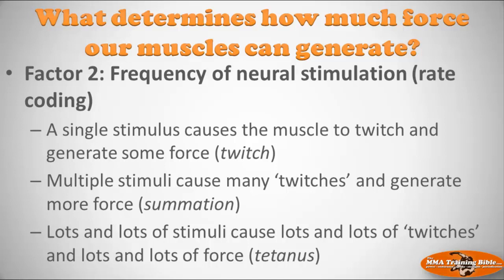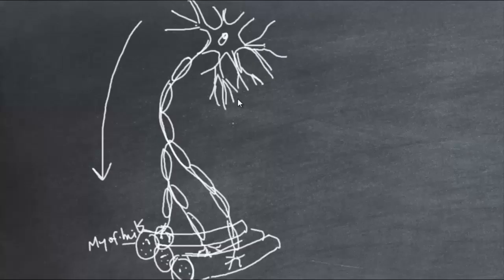We talked about how neurons transmit electrical signals from the cell body down to the muscle fibers, and that causes them to activate. Now let's talk about that in a little more detail, because the second factor that directly links with that is called the frequency of neural stimulation. If we go back to that little picture, we've got our neuron sending signals down. The frequency at which it sends signals determines how much force these fibers can generate. If it sends, let's say, one signal down here, it's going to cause a little twitch in these muscle fibers, and that's going to generate a little bit of force.